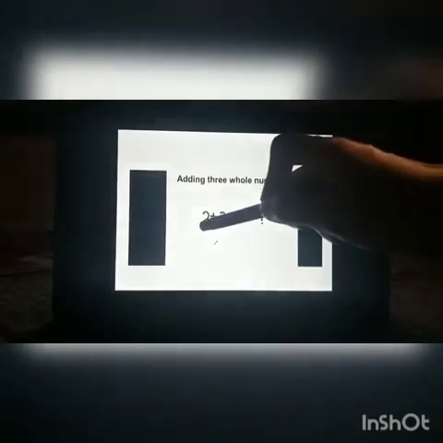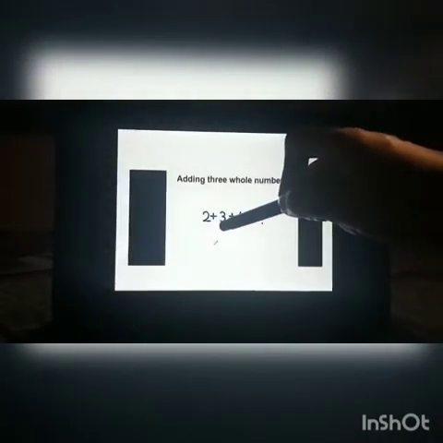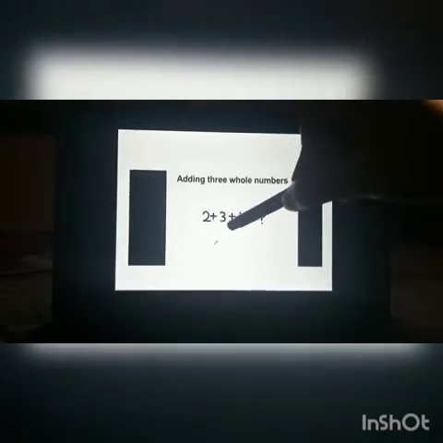Now come to the next property. Now here we have to take three whole numbers. The three whole numbers are 2, 3 and 4. Now I want to add these three whole numbers by making the groups. First of all, I'll make the group of first and second number. Then whatever is the result, I'll add that answer with 4. And then what I will do, I'll make the group of last two numbers, and then whatever is the result, I'll add that result to 2.